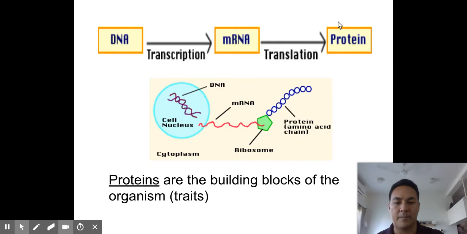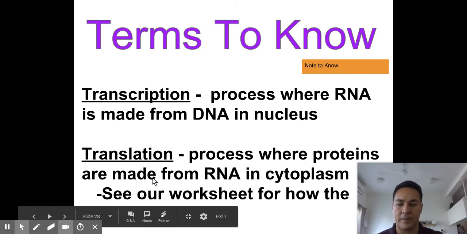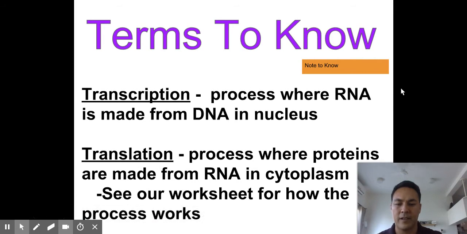So DNA, RNA, protein. Here we go. Let's check it out. Oh, I forgot. Here are our terms. Transcription is where we're making RNA. Translation is where we're making proteins from the RNA, right? You should kind of review that worksheet we did in class for how the process works.